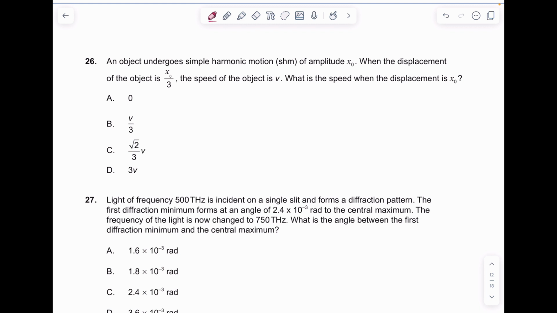Question 26. Object undergoes simple harmonic motion, amplitude x0. When the displacement is x0 over 3, the speed of the object is v. What is the speed when the displacement is x0? Now, careful, read the question. If you go to the data booklet, you'll find this equation. And then hopefully you'll very quickly realise that if you stick x0 into there, you're going to get an answer of 0. But if you think about it, the amplitude is x0. What's the speed when the displacement is x0? In SHM, when we're at maximum displacement, the velocity is 0.